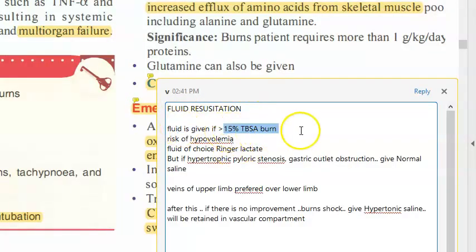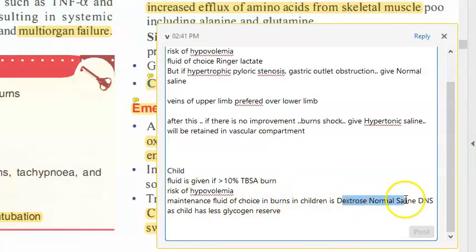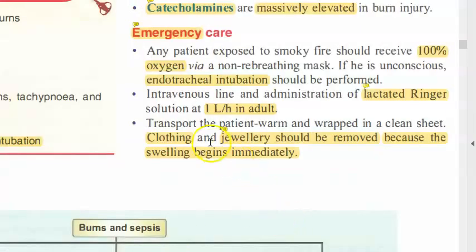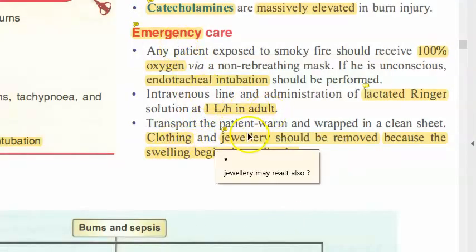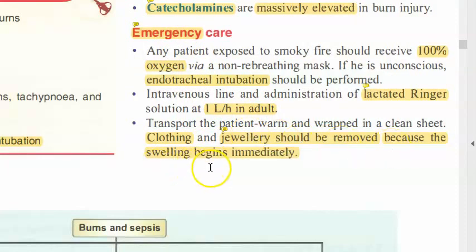If the total burn surface area is greater than 15%, and they have a risk of hypovolemia, you will give them ringer lactate, okay? And how will you give? Veins of upper limb you will prefer over lower limb. For a child, you will give dextrose normal saline, okay? Not just ringer lactate. You have to give dextrose normal saline, glucose. And for a child, if it is greater than 10% TBSA, that is total body surface area. Look at this interesting thing here, guys. As an emergency care, you have to remove the clothing and jewelry because the swelling begins, okay?